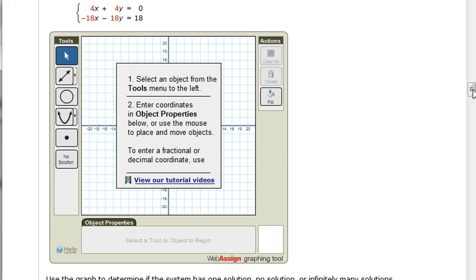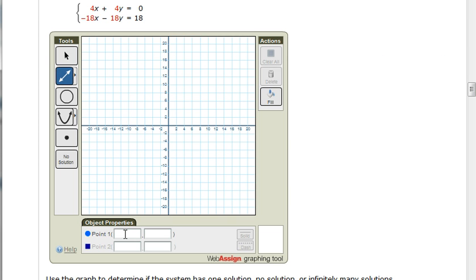In this next one, we have the equation 4x plus 4y equals 0 and negative 18x minus 18y equals 18. And so we choose the line tool. In the first equation, when x is equal to 0, so is y. So the line goes through the origin for its x and y intercepts.